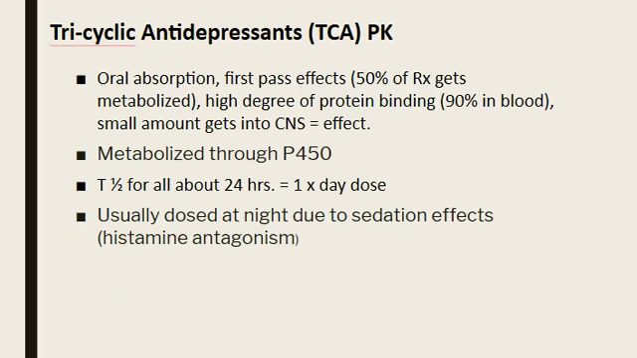So from a pharmacokinetic standpoint, the TCAs have relatively good oral absorption. They do have first pass effects. In some cases, half of the drug gets metabolized and the other half actually goes to the systemic circulation. Of that half that goes to the systemic circulation, a high degree of it gets protein bound, up to 90%. So a relatively very small amount of this drug actually gets into the CNS to produce any type of measurable biological effect. There is hepatic biotransformation of these drugs through the CYP P450 enzyme system.